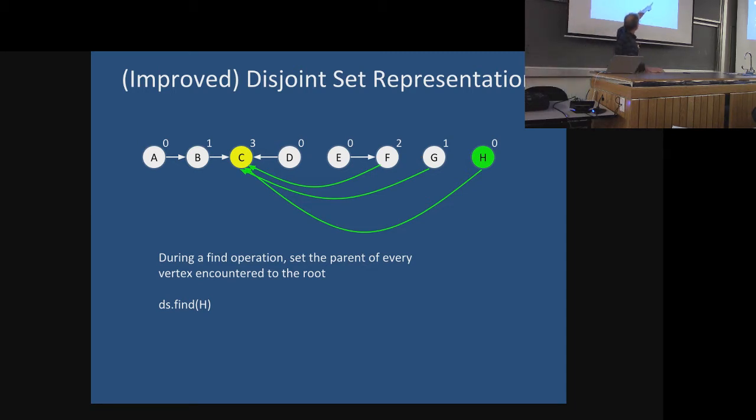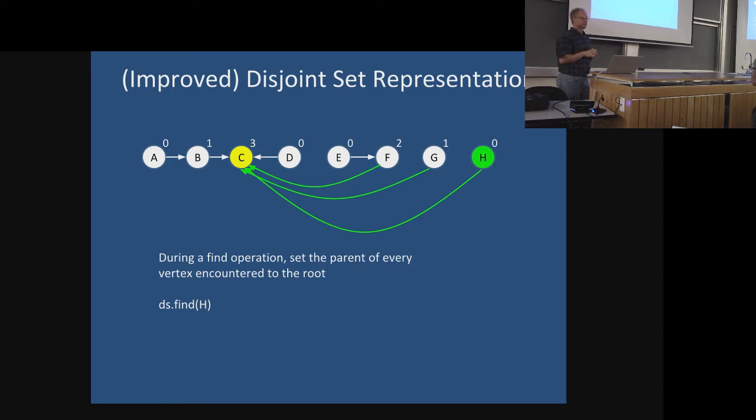So originally, H pointed to G, G pointed to F, F pointed to C. We found out that the root of that tree was C, and so we arranged for F, G, and H to all point to C at the end. We walk the list in one direction, we find the root, and then as we go back, we just make every one of these nodes point to the root directly. That makes the tree shallower. It's going to make future finds faster.